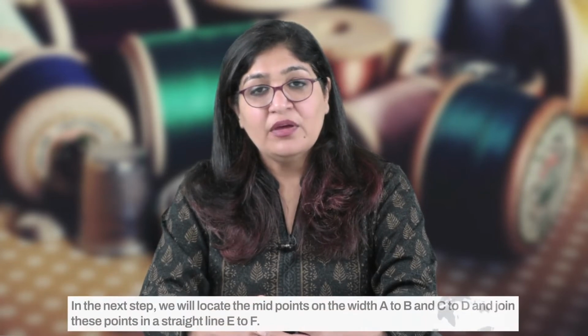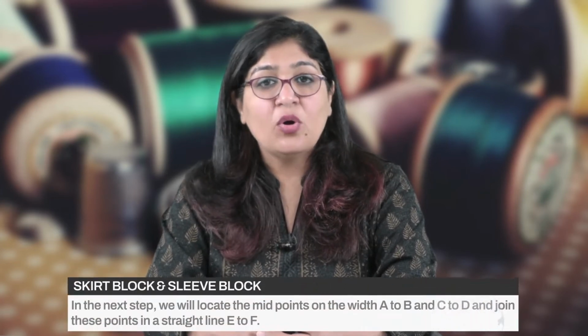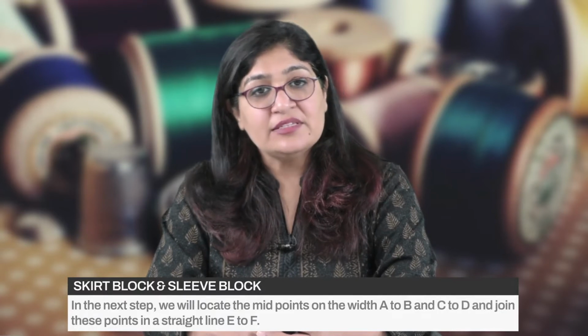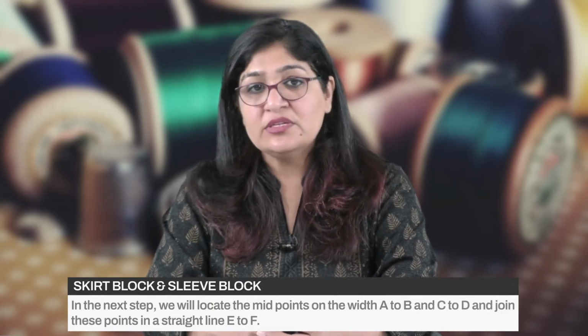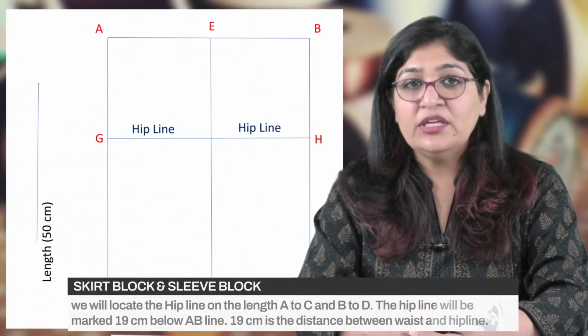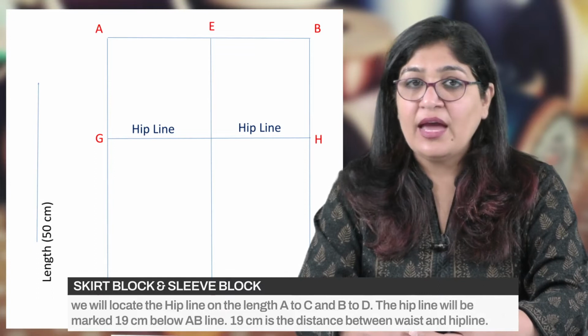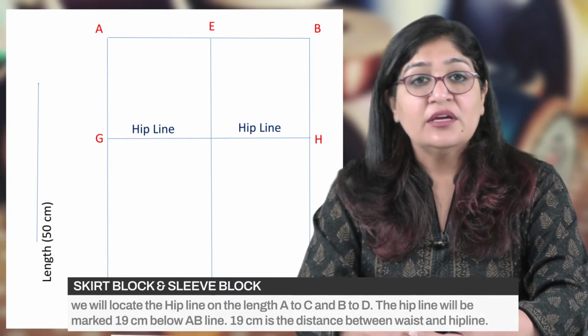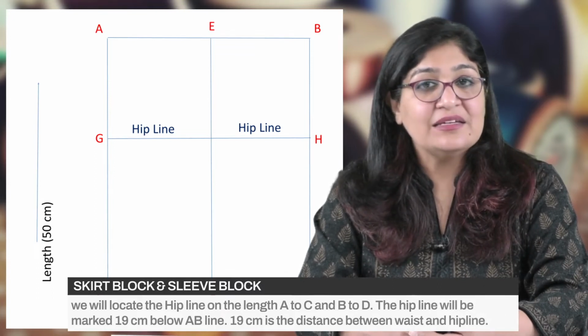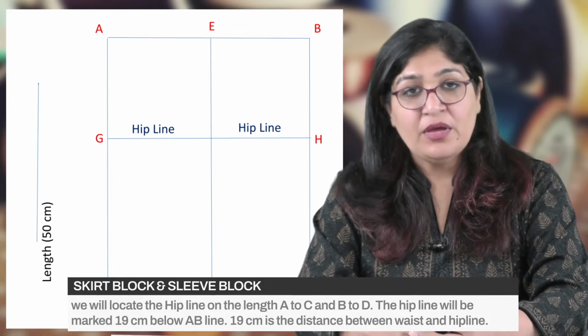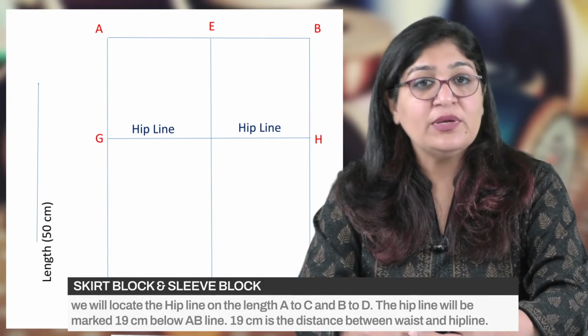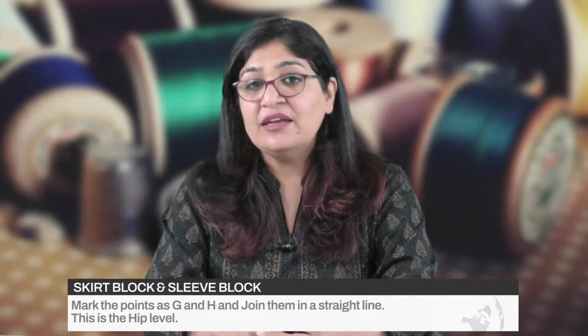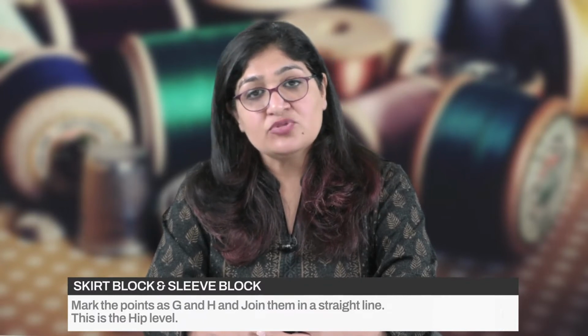In the next step, we will locate the midpoints on the width A to B and C to D and join these points in a straight line E to F. We will locate the hip line on the length A to C and B to D. The hip line will be marked 19 centimeters below AB line. 19 centimeters is the distance between waist and hip line. Mark the points as G and H and join them in a straight line. This is the hip line.